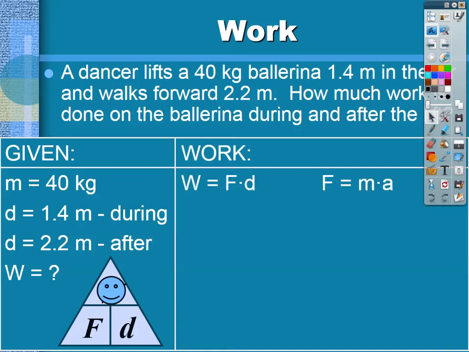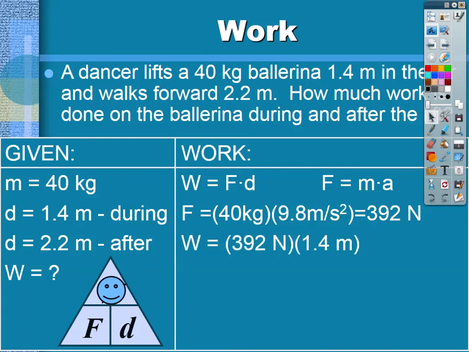How much force would you have to use to lift her up in the air? Well, that would be her weight. Force would be 40 times 9.8. So this ballerina is 392 newtons, and therefore I need to lift with 392 newtons to get her up in the air. So during that lift, I applied 392 newtons for 1.4 meters, and therefore I am giving her 549 joules of energy. Again, what type? Potential, because she's now up in the air. All right, so that was just the lift. What about afterwards?